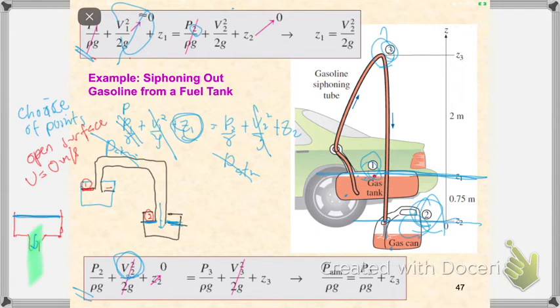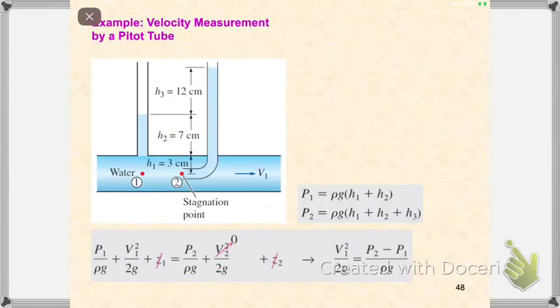When it's an open surface, the velocity is always equal to 0. The P is always equal to P atm. Open surface: P equals P atm, which is equal to 0 gauge, and V is equal to 0 meters per second. Next, we look into this pitot tube. We did this in our previous video, so we skip that.